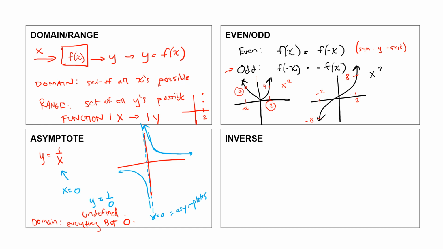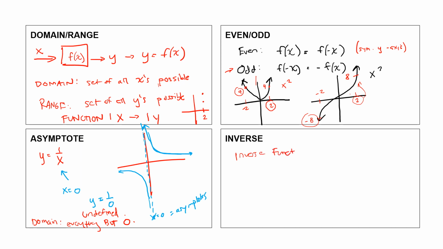F of negative x, okay, so f of negative 2, let's say x equals 2, f of negative 2 is negative 8, equals negative f of x. F of x, f of 2 is 8, negative 8 equals negative 8. Okay, so that's just the distinction between an even and an odd function. And finally, we move on to what an inverse function is, okay?